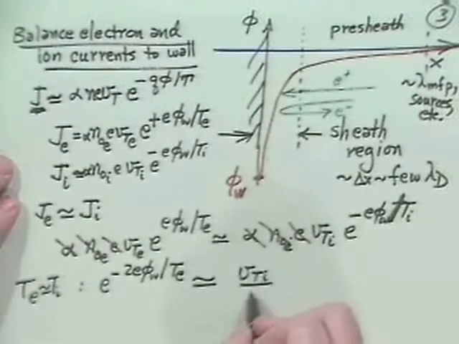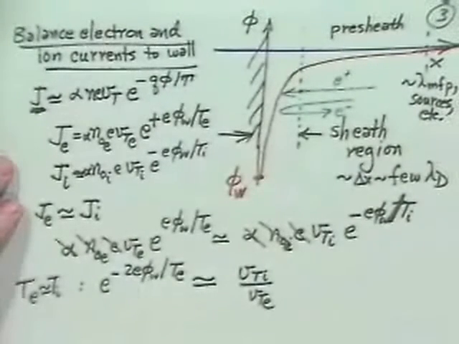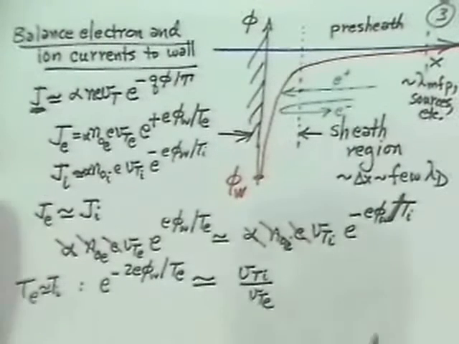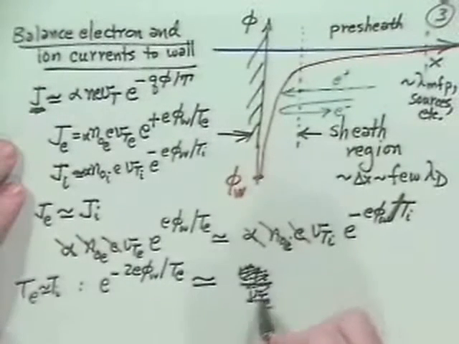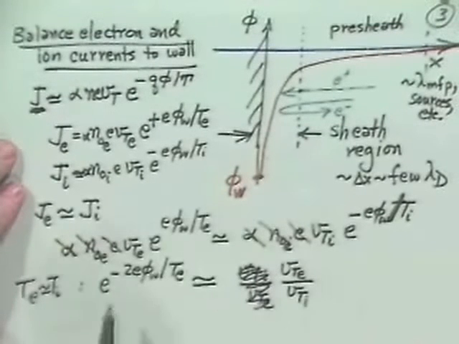V should be V thermal i over V thermal e. Now I've got to figure out what I'm doing wrong. Oh, sorry. Actually, the way I've written it, it's V thermal e over V thermal i. And the problem is that phi wall has to be negative.